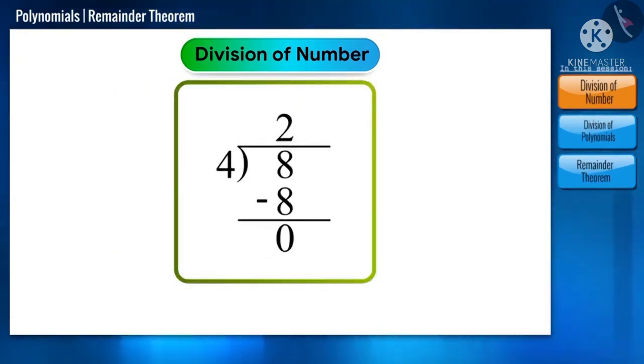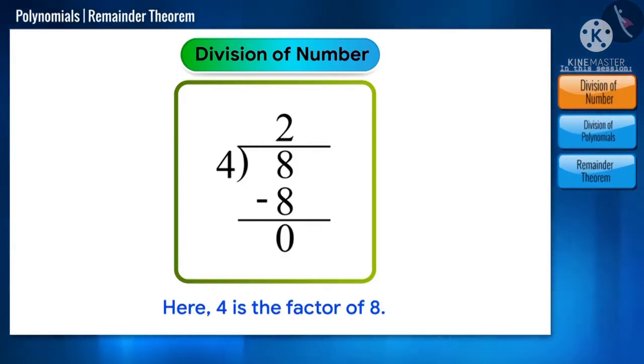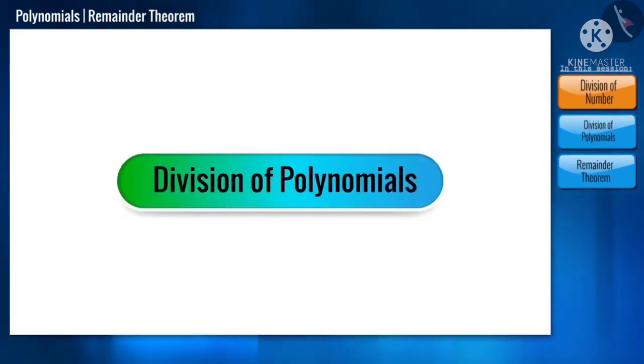It is important to note that when a number divides the other number completely, then it is called the factor of that number. Here, 4 is the factor of 8. We can do something similar with polynomials also. Let's first see how a given polynomial can be divided by a linear polynomial.